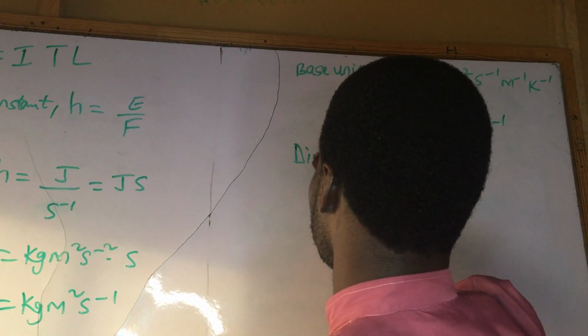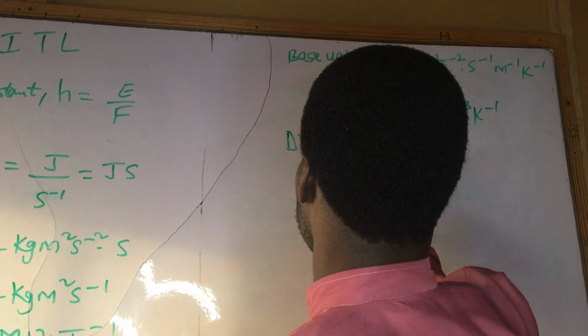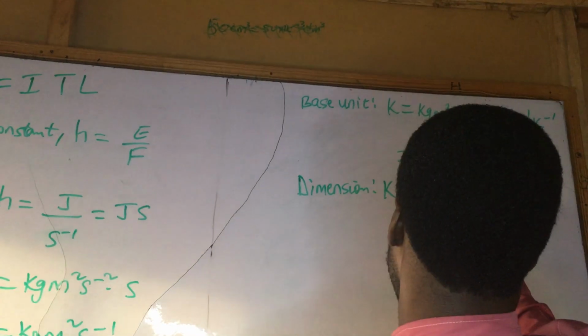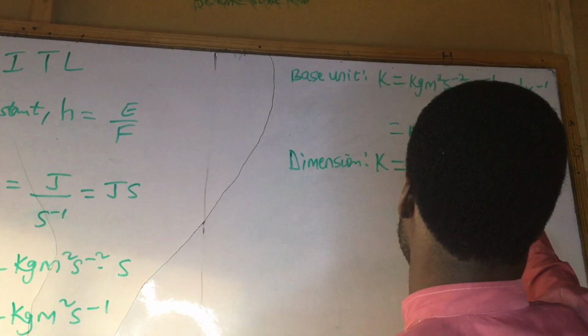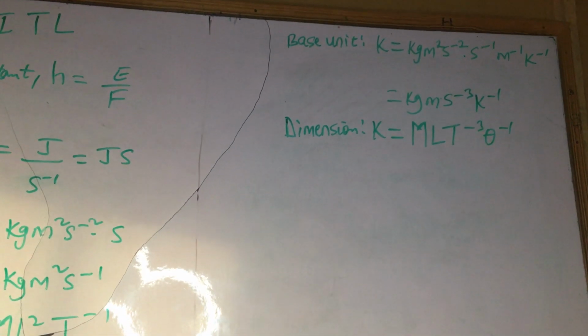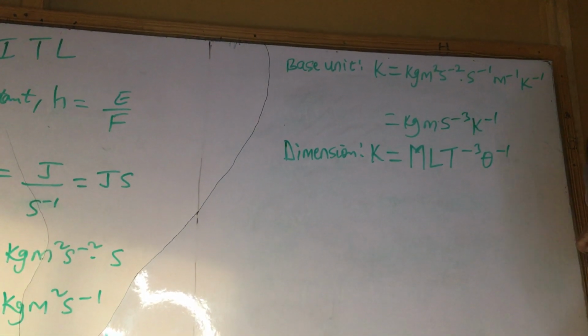Dimension now. K is equal to M L T raised to power minus 3, theta raised to power minus 1. That becomes the dimension.